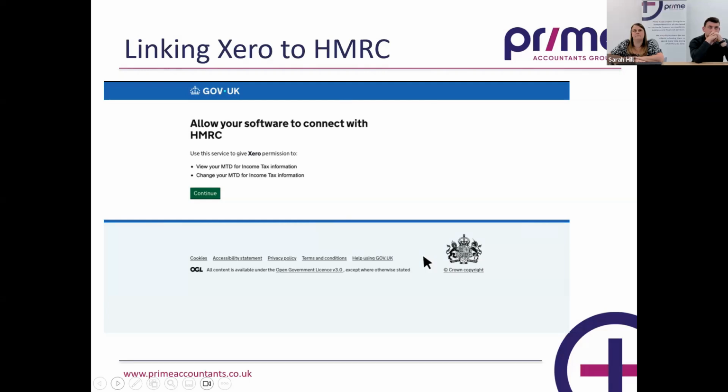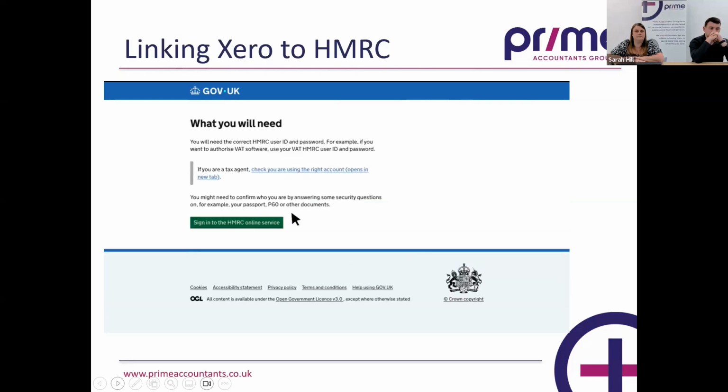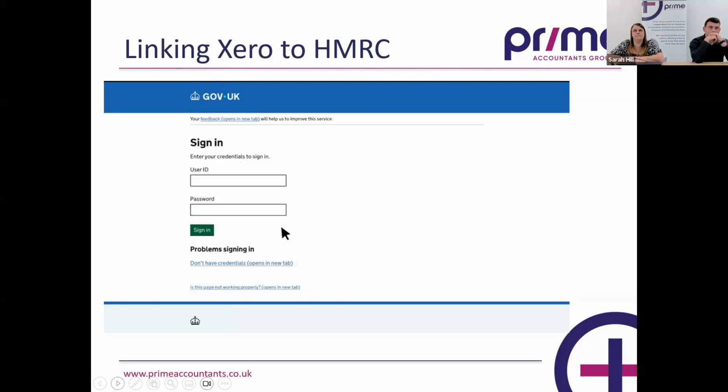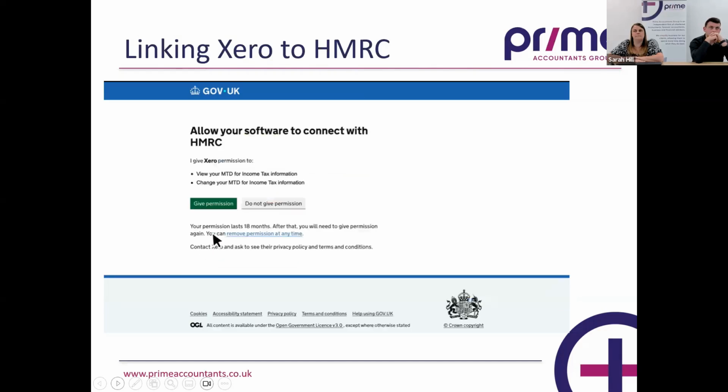HMRC will explain that you are about to grant Xero permission to view and update your MTD for income tax information. Click Continue. The Sign In to the HMRC online service page outlines the specific information required to proceed. During the sign-in process, HMRC may also request additional verification to confirm your identity. This could include details from your passport or P60. When ready, click Sign In to the HMRC online service. Enter your Government Gateway user ID and password and click Sign In.